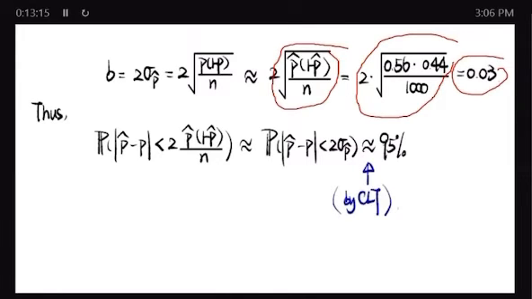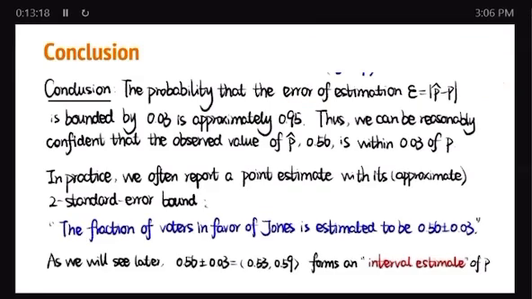If I want to make a conclusion now, I'm going to say the probability that the error of the estimation is bounded by 0.03. You compute the error bound, right? It's approximately 0.95. Why do you say 0.95? You apply the empirical rule within 2 standard deviations. Don't forget the empirical rule. Now, thus, we can be reasonably confident that the observed value of P cap, 0.56, is within 0.03 of P.